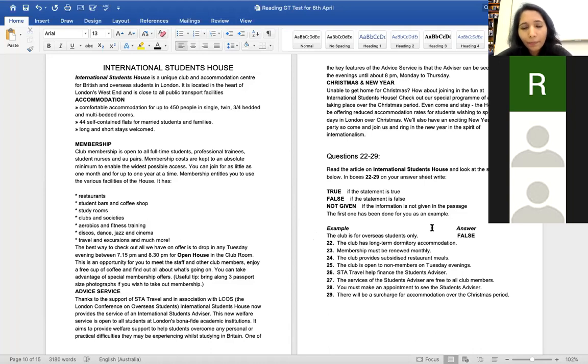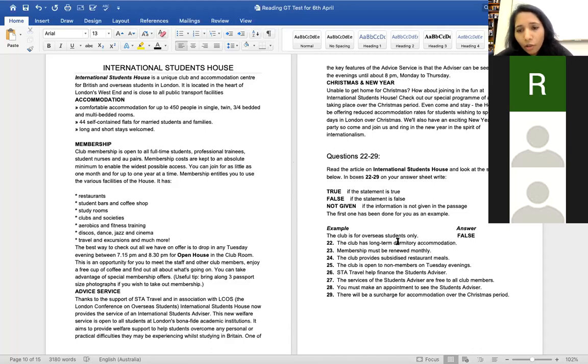So this can appear in two forms: yes, no, not given, and true, false, not given. There are two forms to this question. So first we read the statement, underline our keywords, go back to the passage and try to see if the sentence is complying or agreeing with the given information or not.